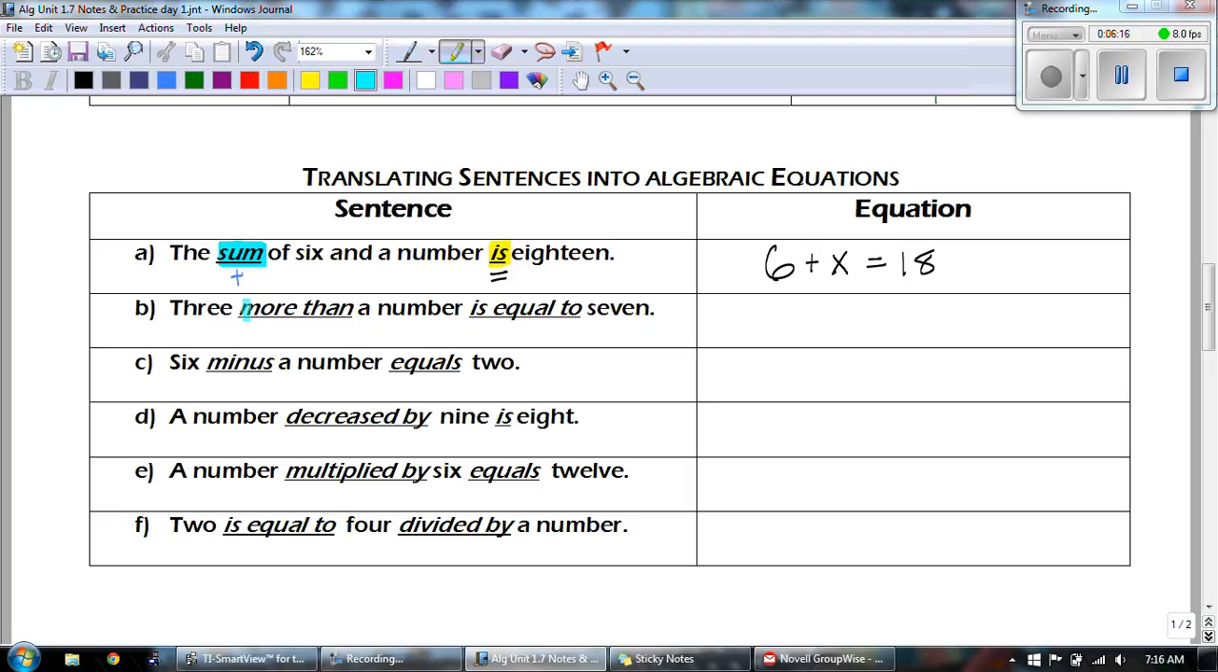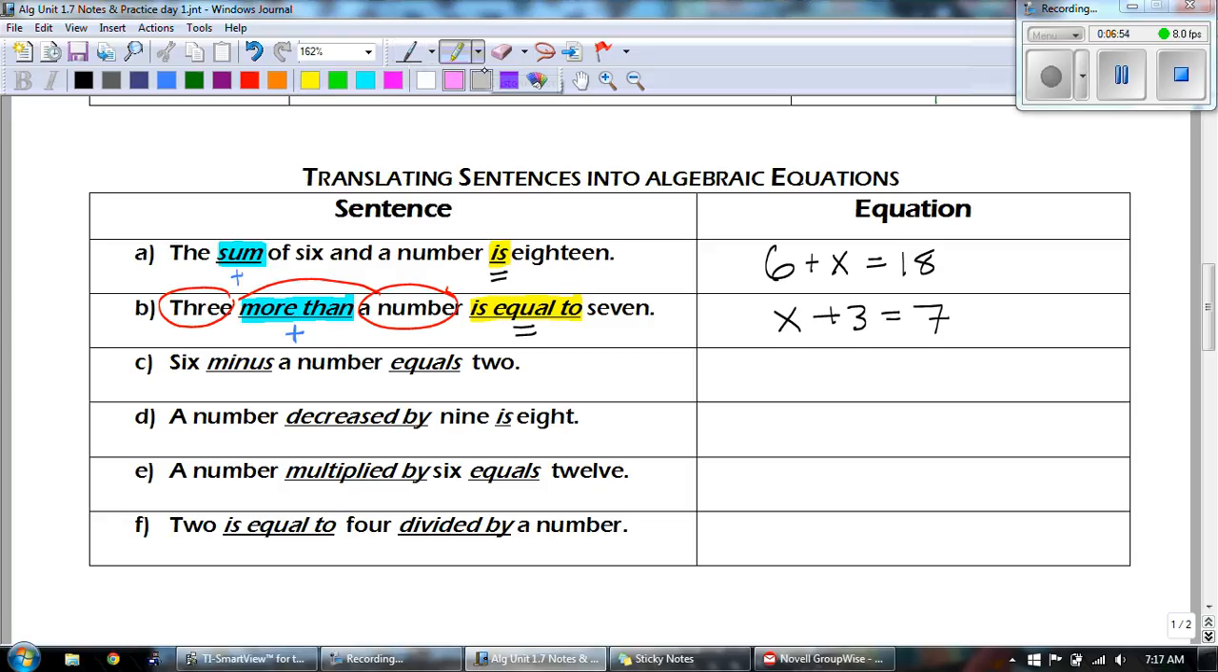3 more than a number is equal to 7. Once again, more than is addition, and is equal to is our equal sign. But remember, when we see the words more than, we have to switch that order. So when I write that, it's going to be x plus 3 is equal to 7. Hopefully you know right off the top of your head that it's 4, but we don't have to solve.